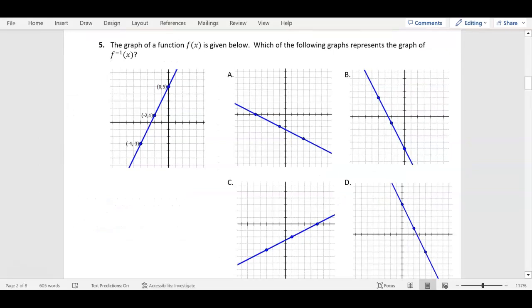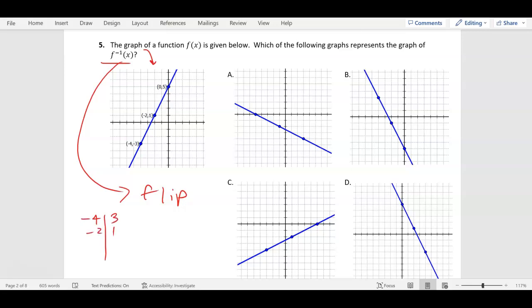All right, we got a graph. I'm using this graph right here, which of the following represents the inverse? Again, I'm going to flip points. So let's take these points: negative 4, 3, negative 2, 1, 0, 5. If you don't have points on here, you want to make some points like this, and you want to flip it. So the inverse is going to have these points: 3, negative 4, 1, negative 2, 5, 0.